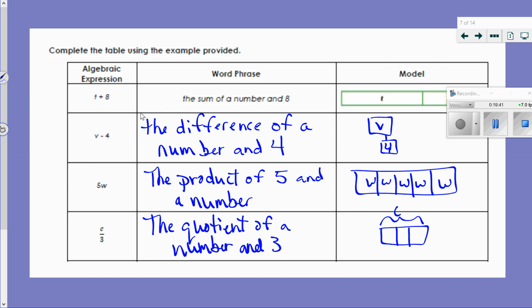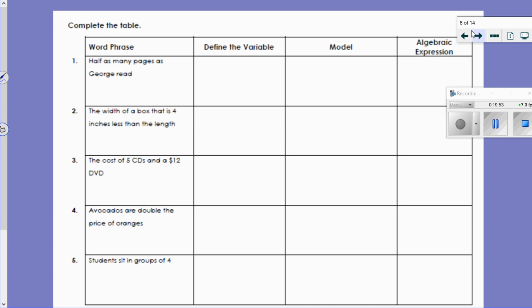Questions? Fraction does mean division. Okay? Good. Let's go ahead. The bottom half of your page. I'm going to do the first one for you to give you an example to work off of. Then we're going to set you guys free to do the rest of this.